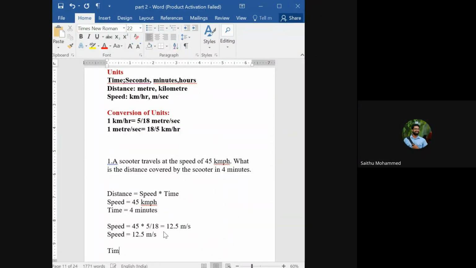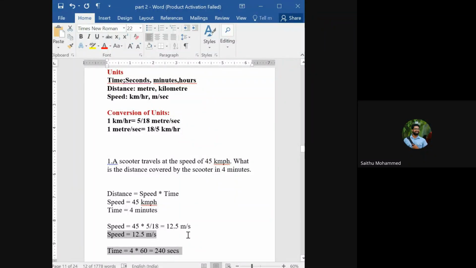In the same way we have to convert time also. Time is in 4 minutes, so we have to make it into seconds, right? In order to make it into seconds, 1 minute is 60 seconds, so 4 minutes into 60 will be 240 seconds. Now this is our new speed and new time. In order to find the distance here, we need to apply only the speed which we have found and the time which we have converted.